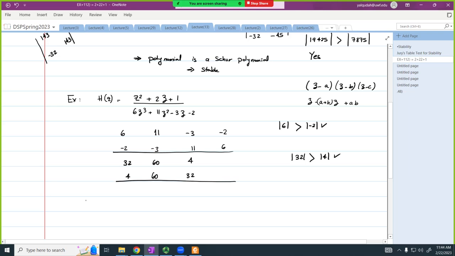And we continue. If we multiply 32 times 32 minus 16, that gives me 1,008. If we multiply 60 times 60 minus 60 times 4, that is 1,680. And if I check, 1,008 is less than 1,680. Therefore it failed. Therefore, the system is unstable.